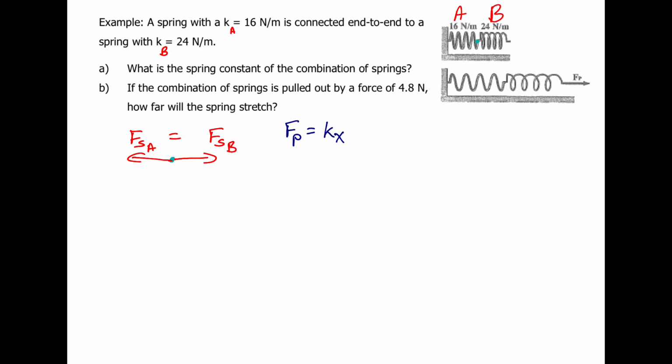And so we have two different rearrangements to do. We're going to do XA is equal to FP over KA, and XB is equal to FP over KB. Right? Okay.